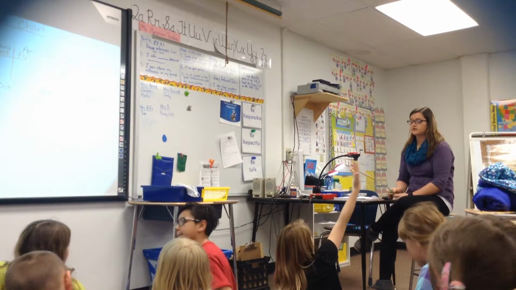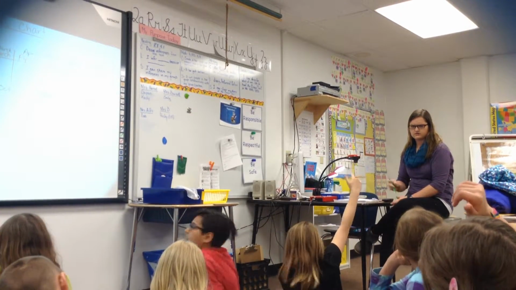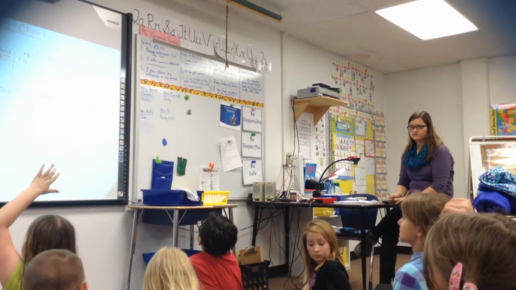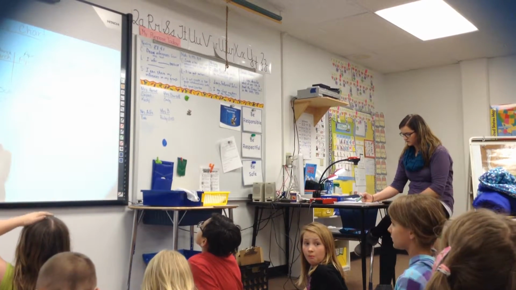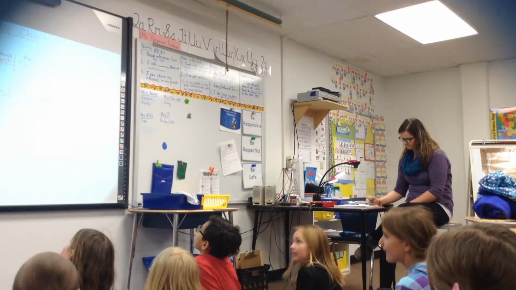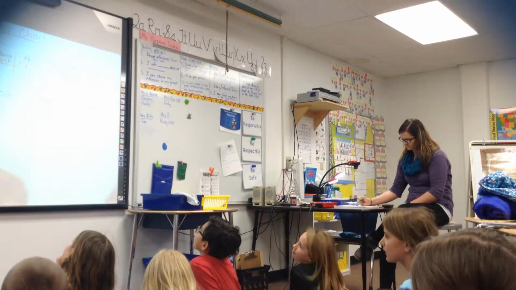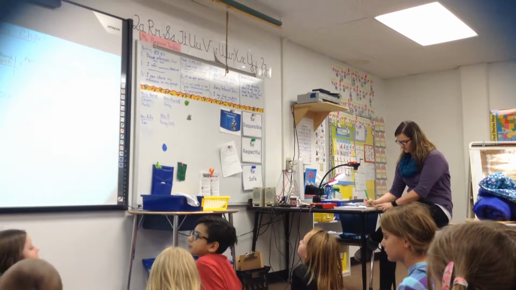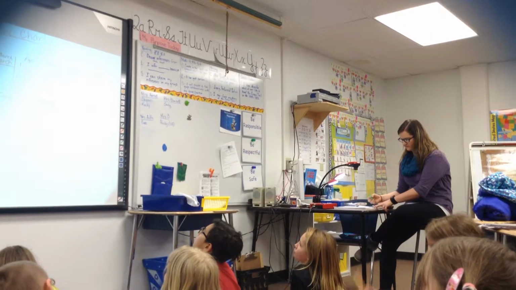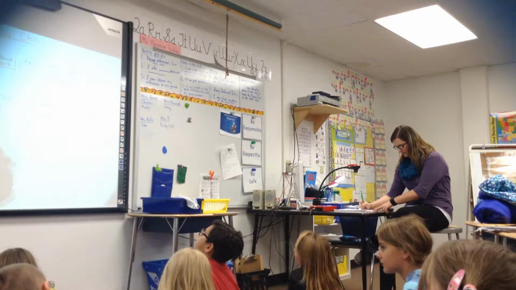Count them. Lily, can you tell me how many we have? 13. Let's count them. 1, 2, 3, 4, 5, 6, 7, 8, 9, 10, 11, 12, 13. So our total is how many? 13. 13 what? Birthdays.